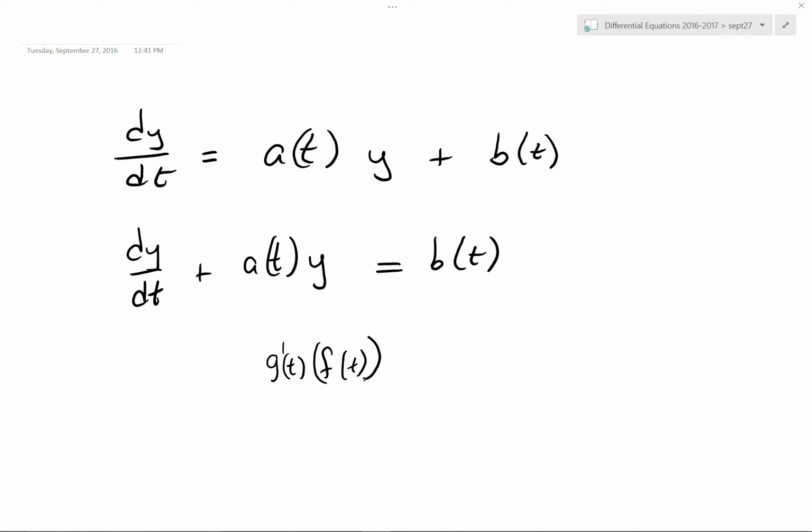Now, I'll write of t. Actually, I'm not going to write of t. I'm just going to write like this. I'm going to go f times, I'm going to say this is g prime, question mark. I'm not sure it is g prime yet. Okay? But what's the other part?